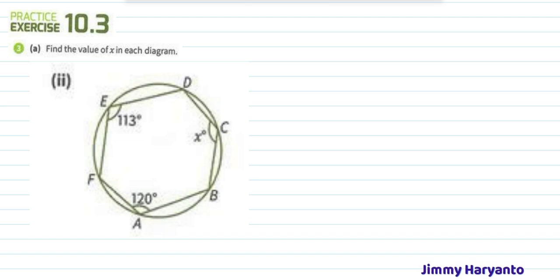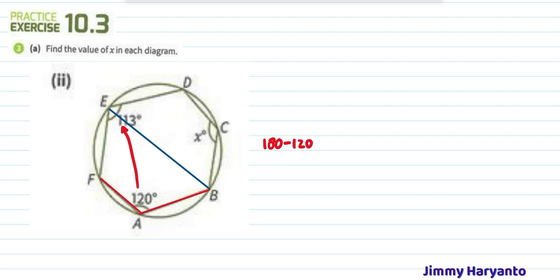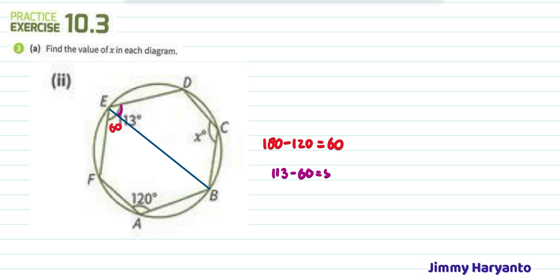Okay, next is part II. For II, we have to split the hexagon into two parts like this, and we have this angle 120. The opposite of 120 will be this one, so the opposite will be 180 minus 120, because the sum is 180. So this one will be 60. Okay, so this one is 60. And then we can find this one, 113 minus 60 equals 53. So this one is 53.